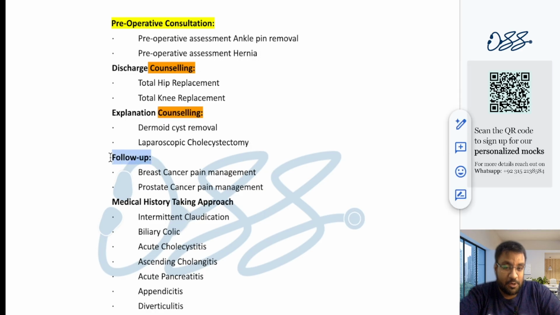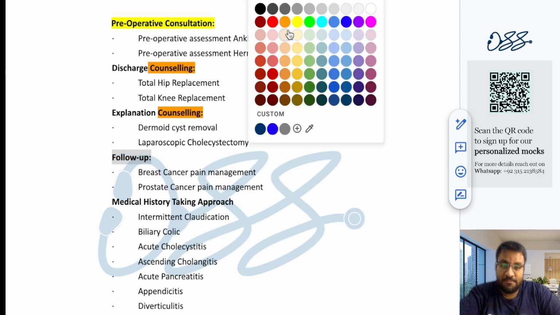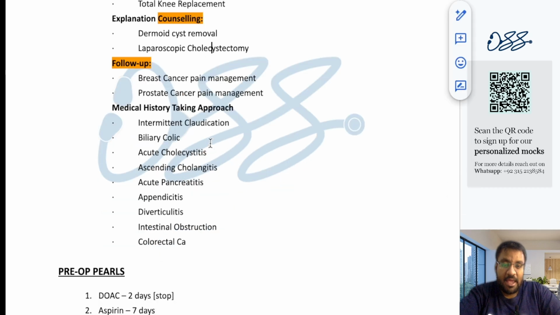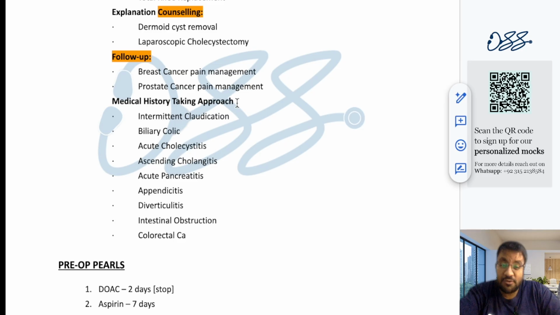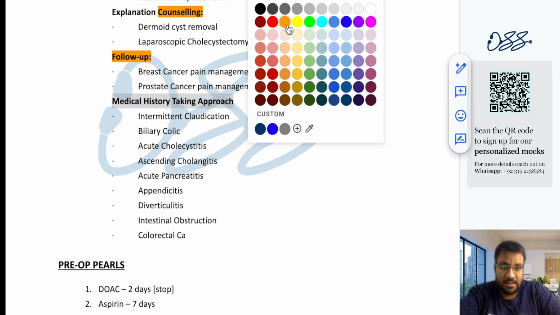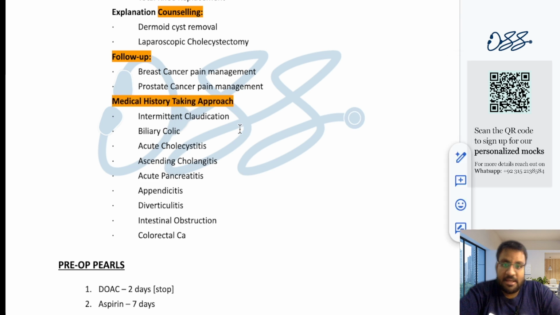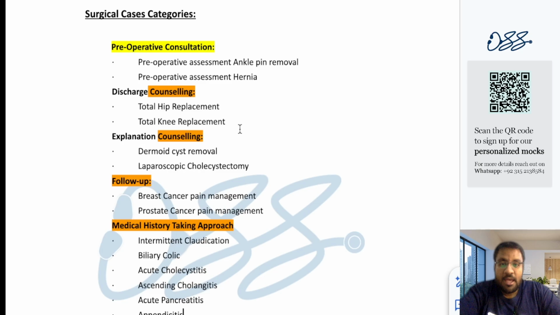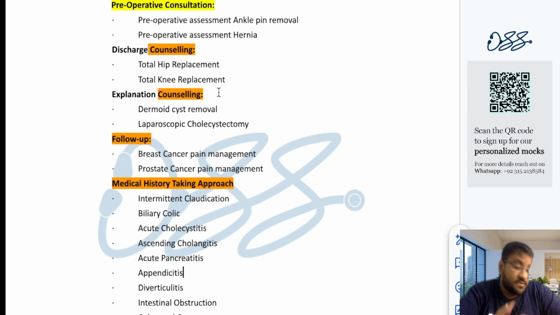Then there are some follow-up stations, and there are a few stations in which you just have to take the medical history taking approach, like the surgical cases of intermittent claudication, biliary colic, acute pancreatitis, appendicitis. Most of the surgical cases are not exclusively surgical cases. They come either as counseling, as follow up, or they may show up as medical history taking.